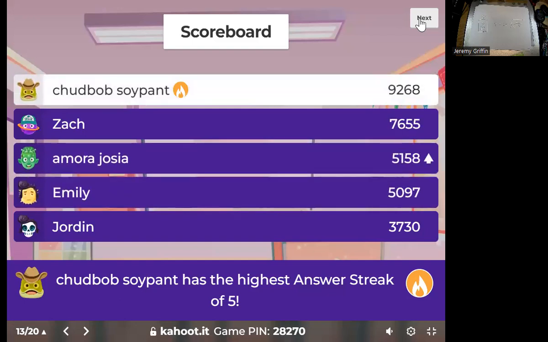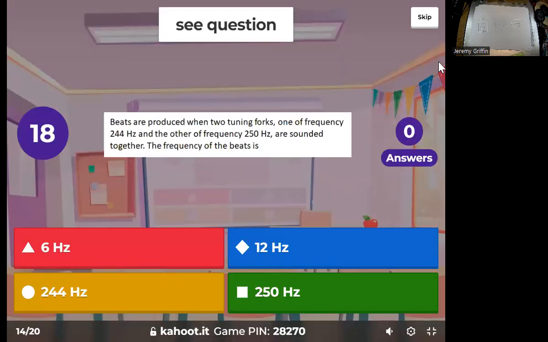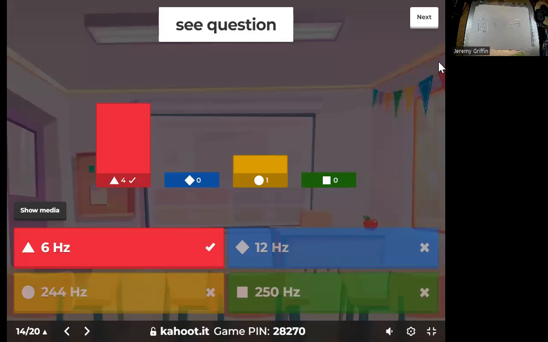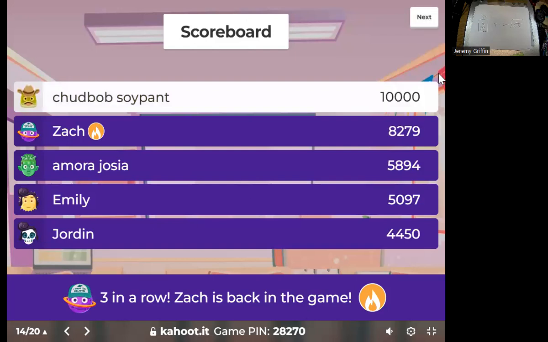More Josiah, moving up. Zach and Chud Bob Sorpet. Beats: 2 tuning forks, 244 hertz and 250 hertz, are sounded together. What's the beat frequency? 6 beats per second. Just subtract the 2 frequencies, get 6 hertz. All right. Points. Oh, 10,000 exactly to Chud Bob Sorpet.